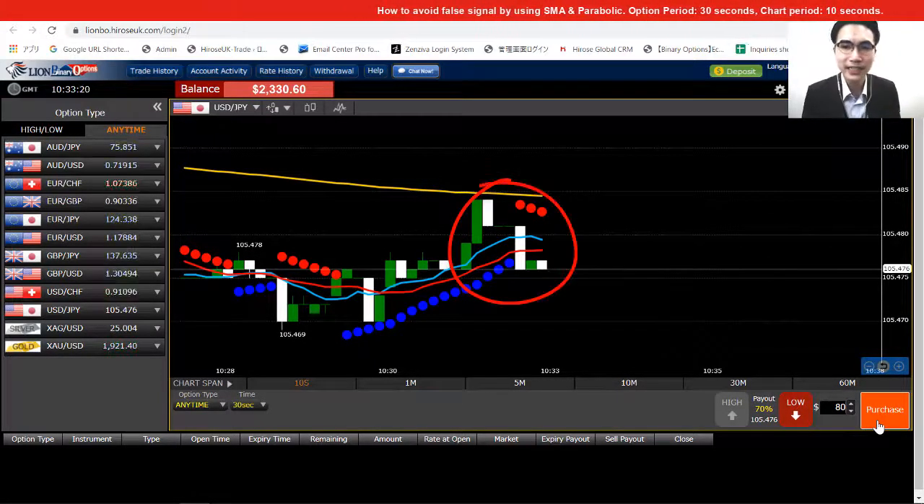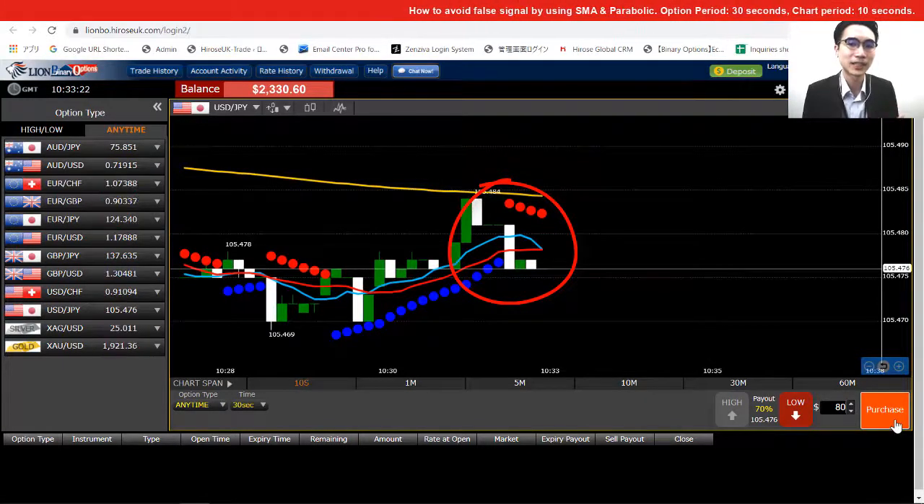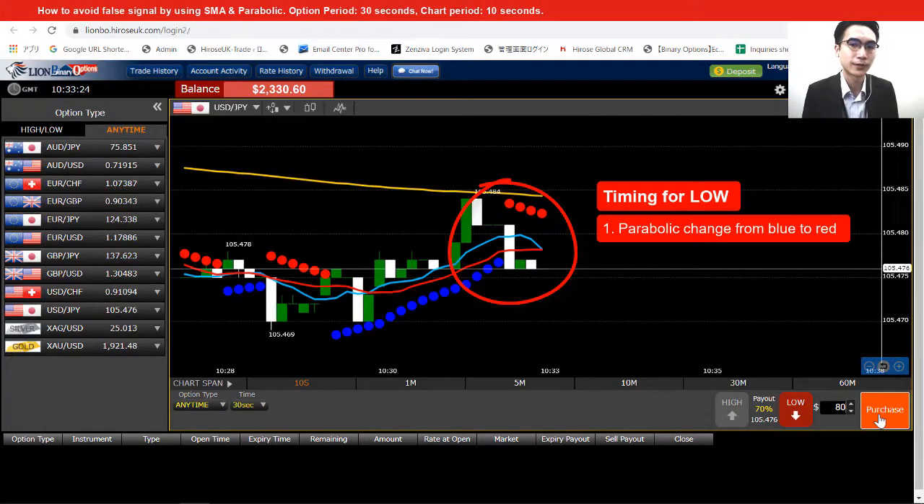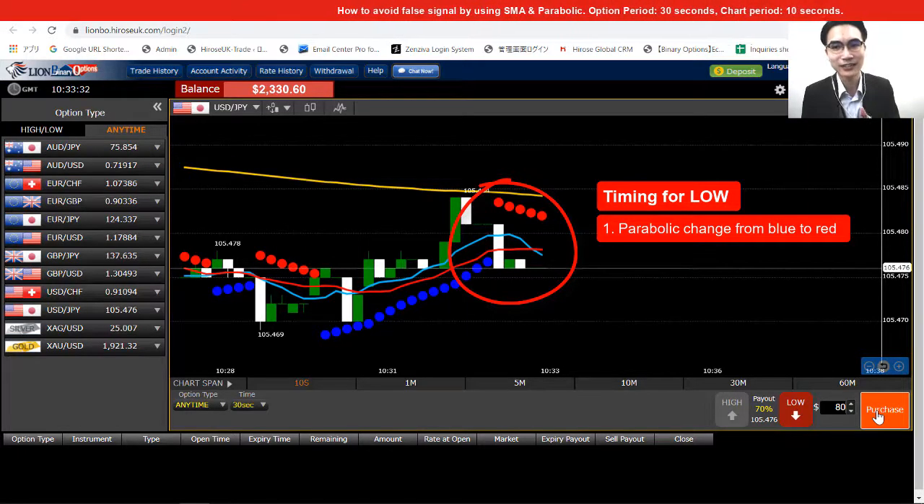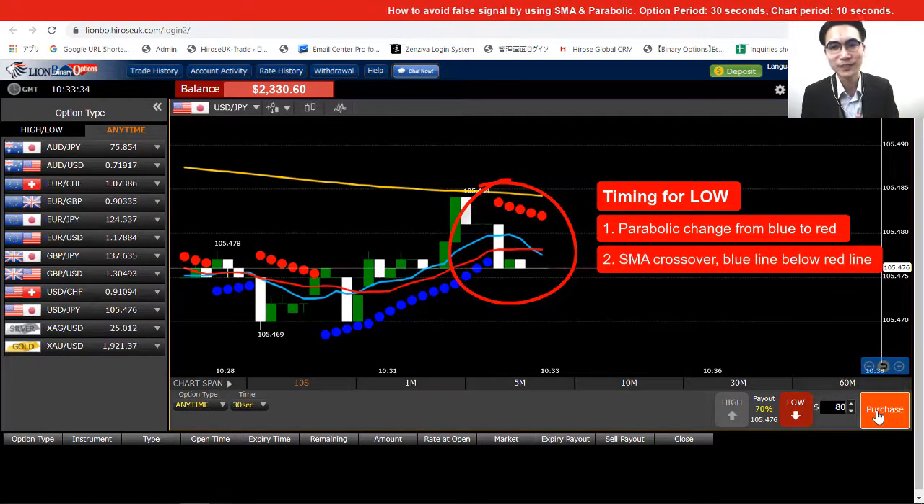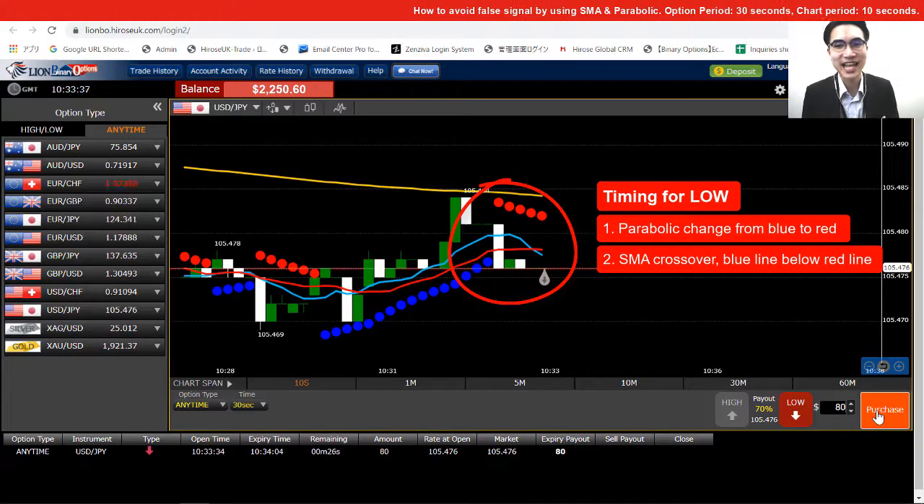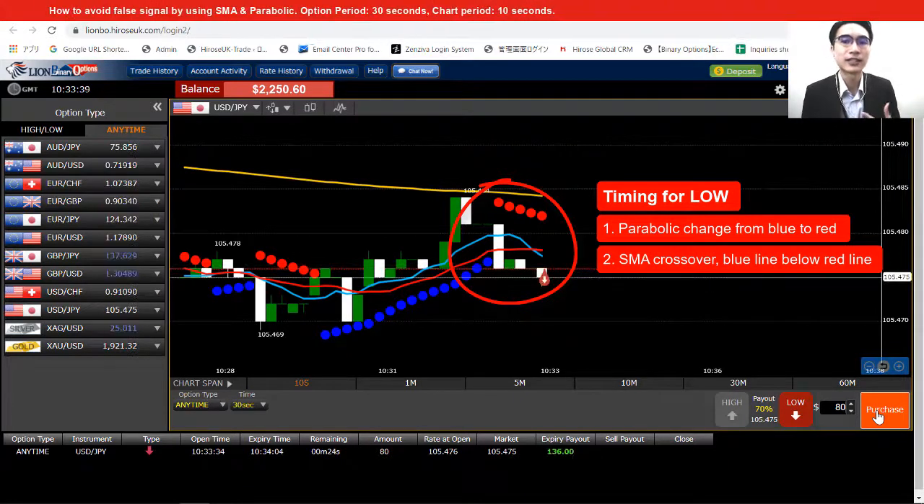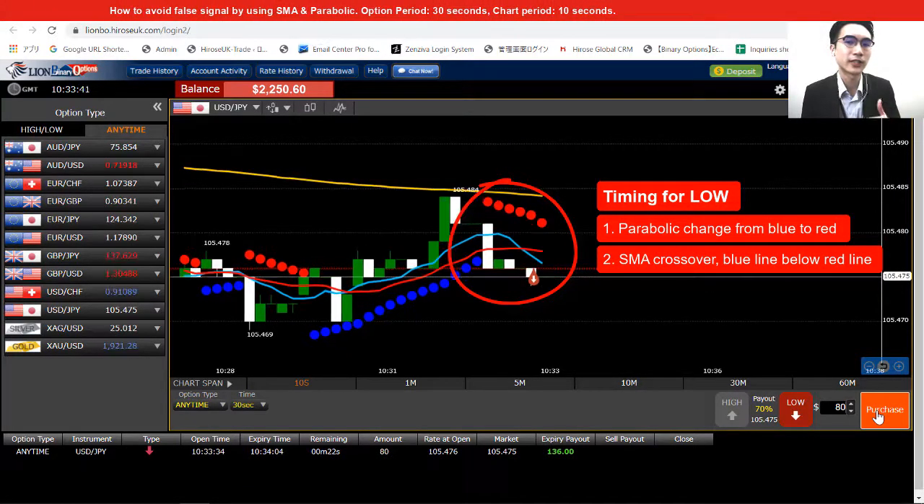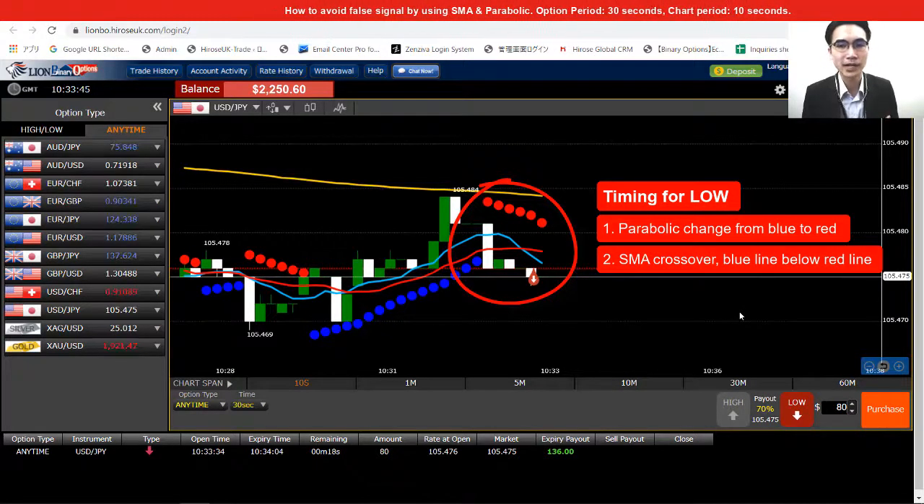Okay, so well, now again the parabolic has changed from blue to red. So an upward movement has changed to a downward movement, and now you see those two simple moving averages crossover, and then I opened a low there. So now the simple moving average crossover, the blue line is below the red line, and that is a bearish formation, and that's why I opened a low option there.